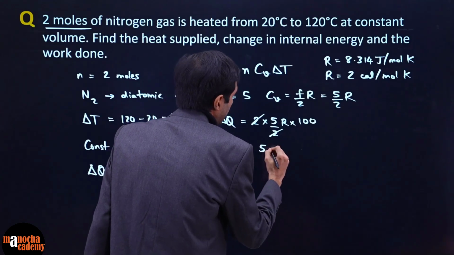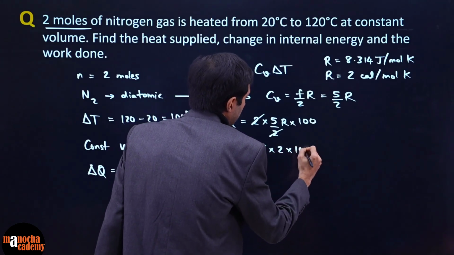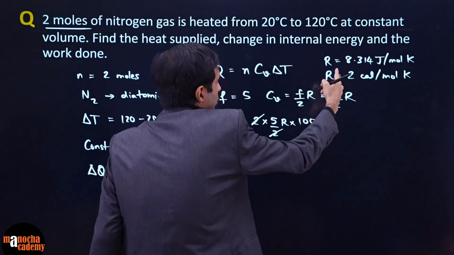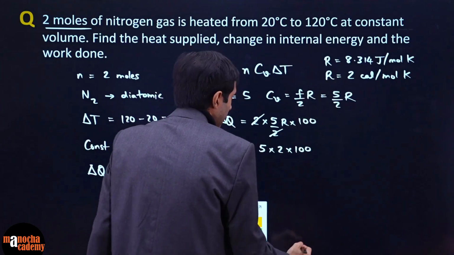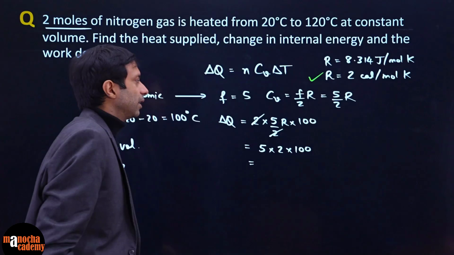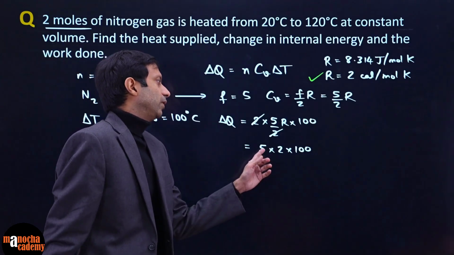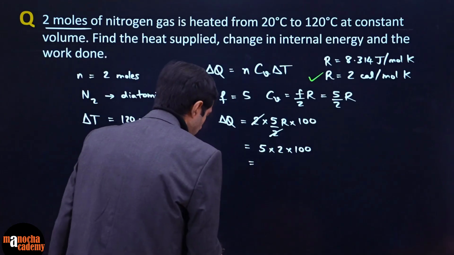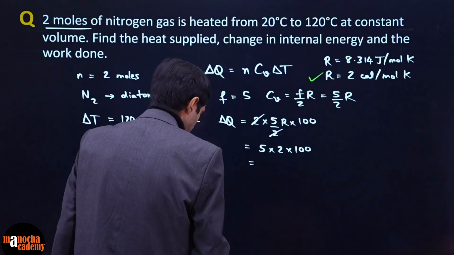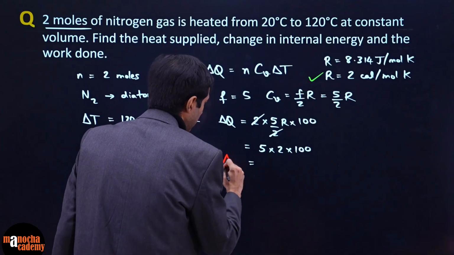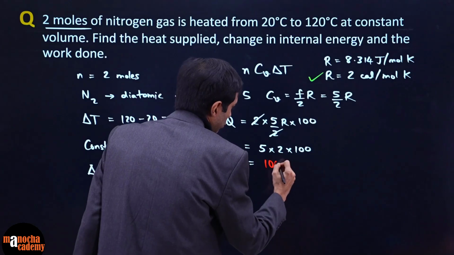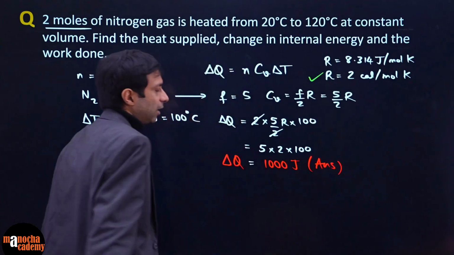So 5 times 2 times 100. So the final answer will be, I'm using this R. So what is the final answer for the heat supplied? 5 times 2 is 10, so 1000. So delta Q is working out to be, it's heat, let's write it in red color, delta Q is 1000 joules. Concept is clear how to do it?